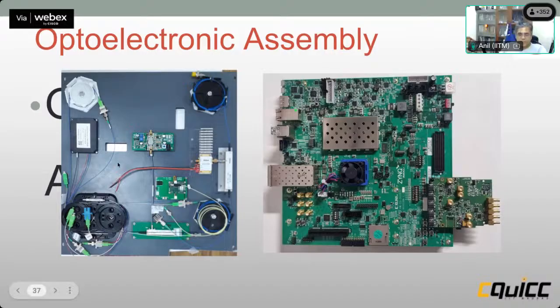This is a typical example. This is an evaluation board. You can see the word Zynq out here. This is an FPGA family from Xilinx. There's a little smaller board out here that we had built to take the signals out from the FPGA. And this is the optics.